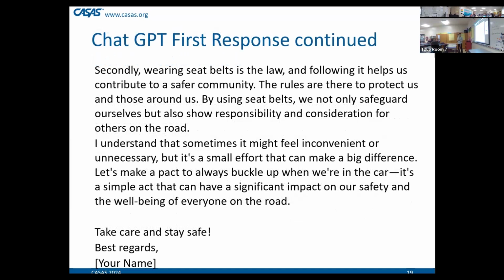I understand that sometimes it might feel inconvenient or unnecessary, but it's a small effort that can make a big difference. Let's make a pact to always buckle up when we're in the car. It's a simple act that can have significant impact on our safety and the well-being of everyone on the road. Take care and stay safe.